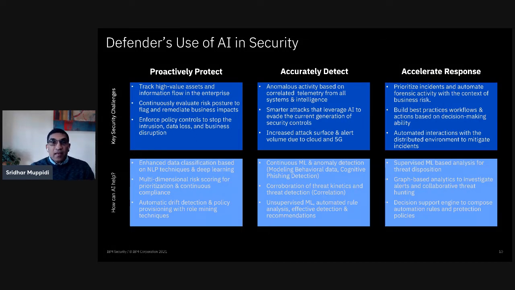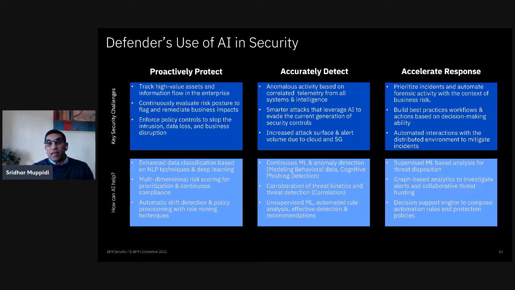Once you determine that it is an attack that needs to be investigated, you want to bring that investigation time as small as possible. Like I said before, it takes almost 220 days to detect and another 80 days to respond, and you want to bring that down. The way you do that is to use machine learning to do automatic threat disposition. How do you know that attack is real or unreal?